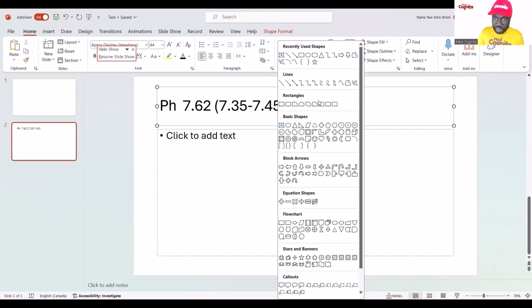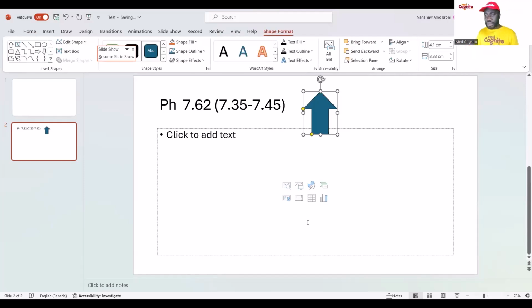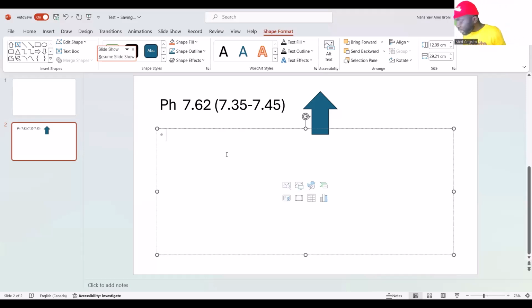Up. Okay, let me look for an arrow which is pointing up and then use it. Okay, good. So pH is pointing up. Can you see it? Okay, good. Now, I said that the carbon dioxide, CO2, is 22, right? What's the normal range for CO2? 35 to 45. Okay, good.